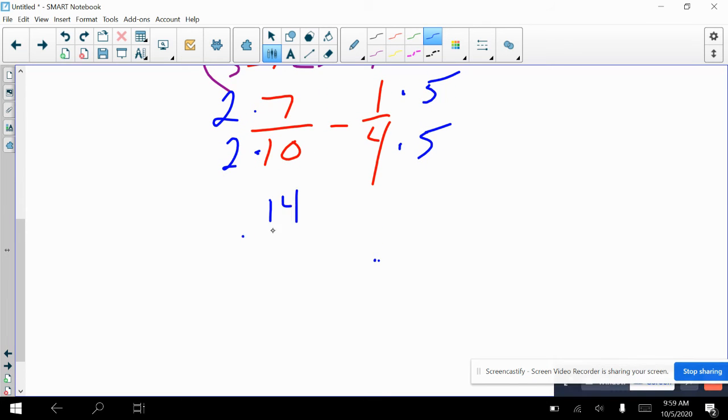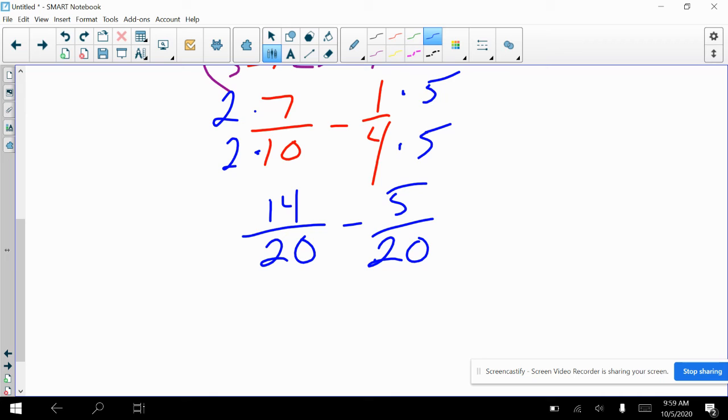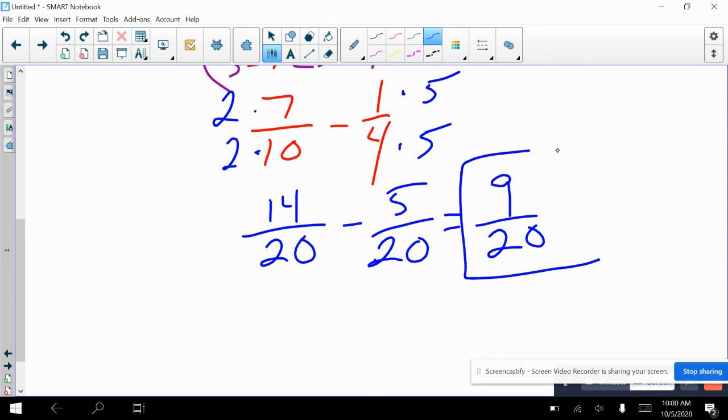So our new problem, 14 over 20 minus 5/20 will yield us 9/20. Is there a number that goes into 9 and 20 evenly? There is not. That is your answer.